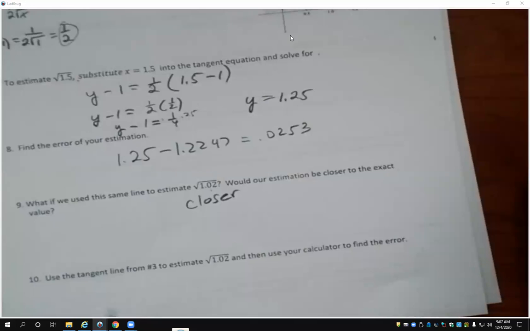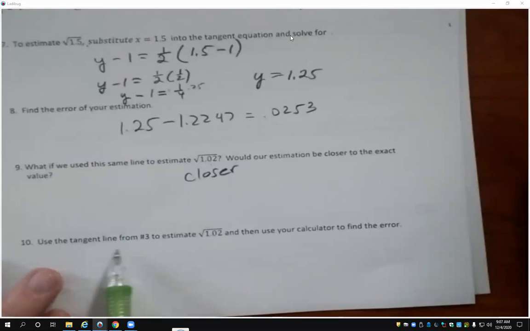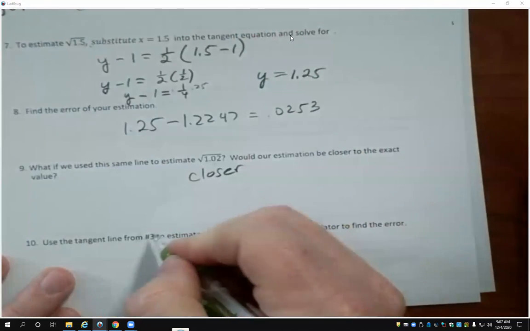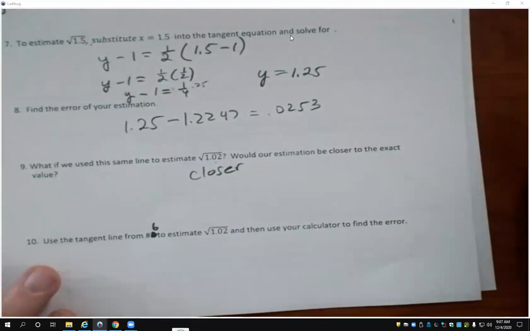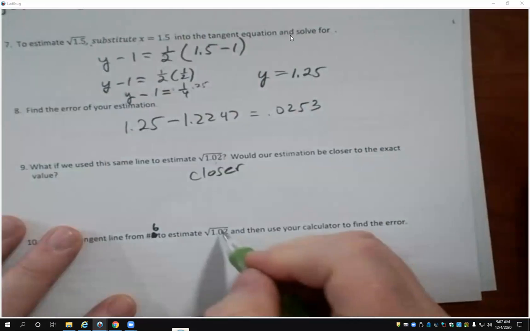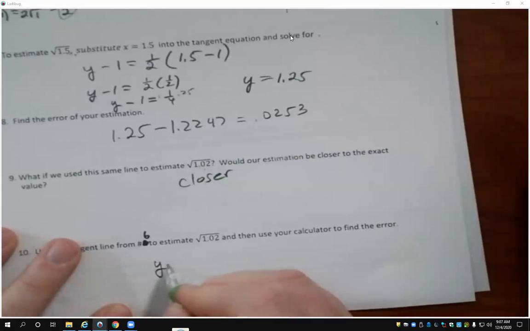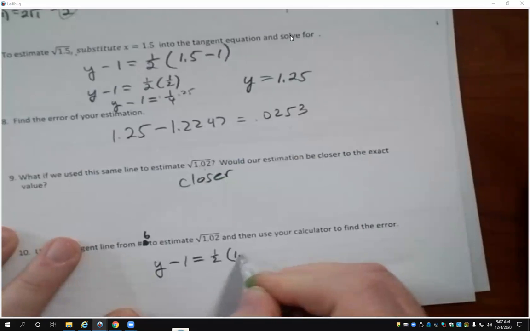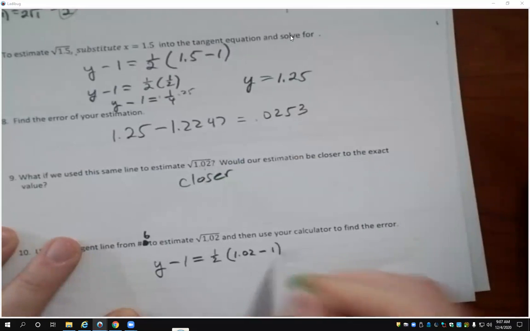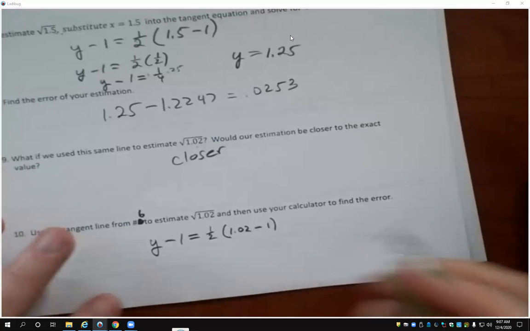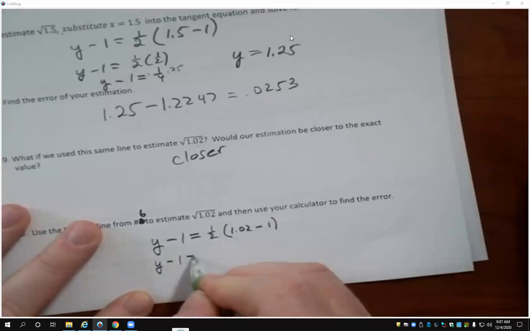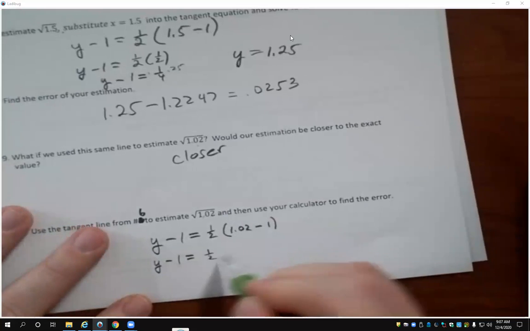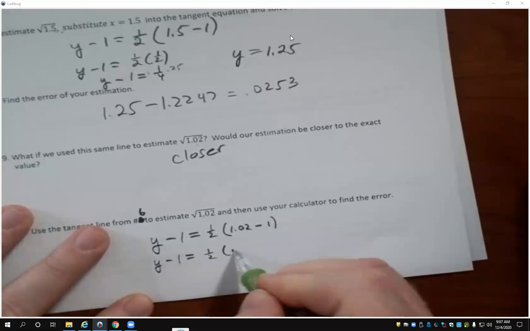Okay. All right, number 10 here says use the tangent line from number 3. It's actually from number 6. Okay, scratch that out and say number 6 to estimate the square root of 1.02. Okay, so same thing. We're going to plug 1.02 into the x value of our tangent line. So y minus 1 is equal to 1/2 times 1.02 minus 1. Okay, remember, again, we don't have a calculator, right? That's the whole point of this, is we're doing this without a calculator. So this is 1/2, and 1.02 minus 1 is 0.02.